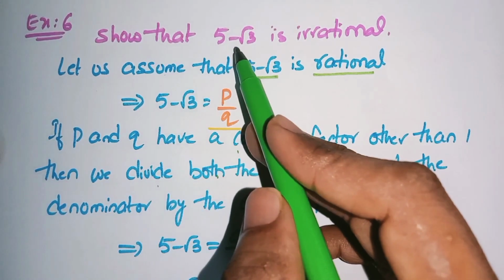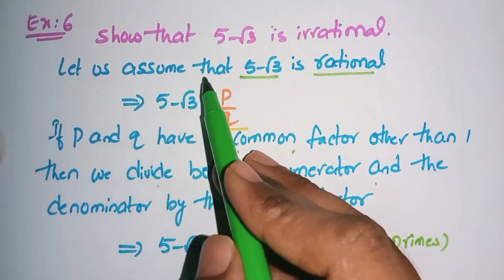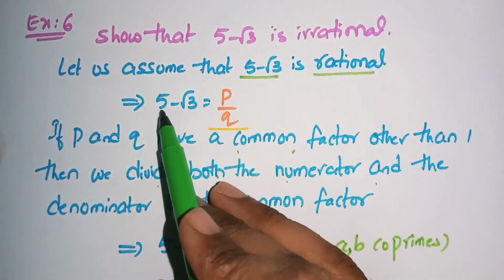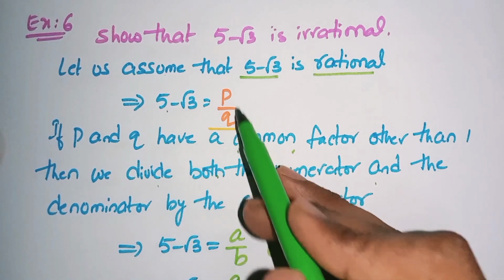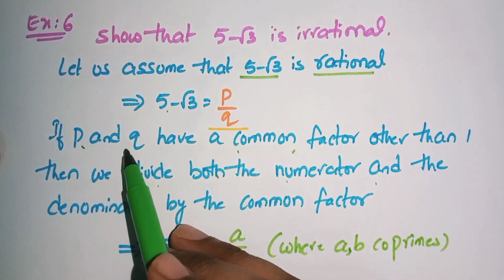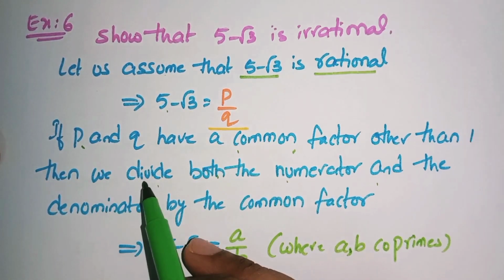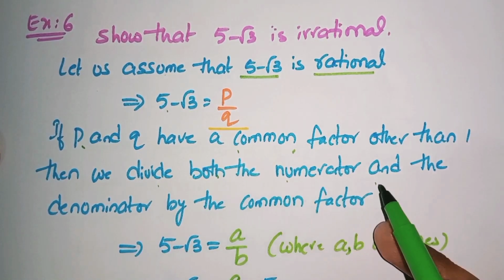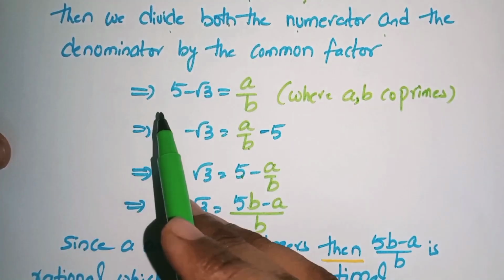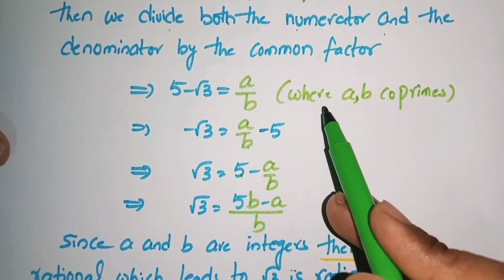Show that 5 minus root 3 is irrational. Let us assume that 5 minus root 3 is rational. That implies we can express 5 minus root 3 in the form of P by Q, where P and Q are integers. If P and Q have a common factor other than 1, then we must divide both the numerator and the denominator by the common factor. That implies we can express 5 minus root 3 in the form of a by b, where a and b are coprime.